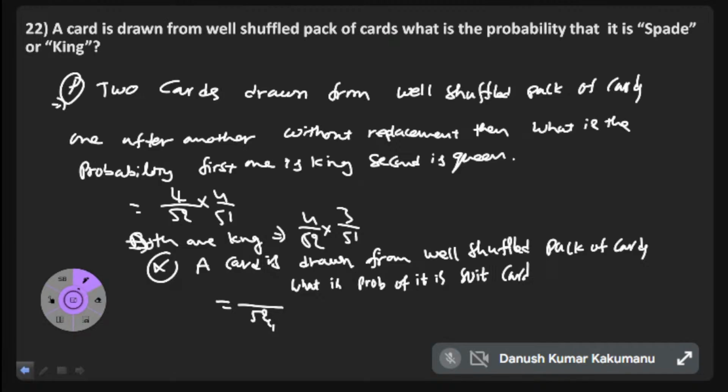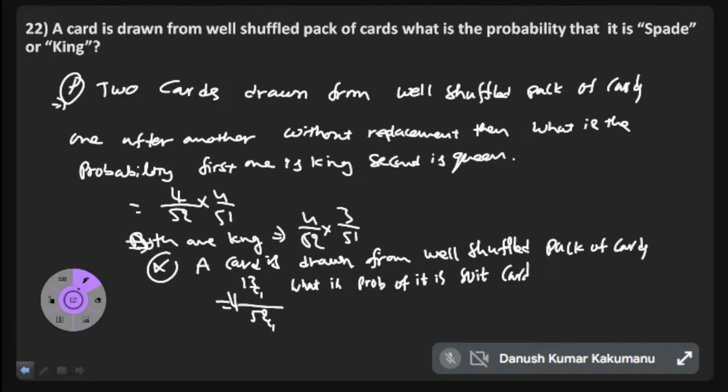How many suit cards? Every suit contains how many cards? 13. 13 C1 divided by 52 C1. Listen, this is for one suit. How many suits are there like that? Then what do you have to do? Multiply with the 4. The multiplication by 4 is required here. 4 into 13 C1 by 52 C1.